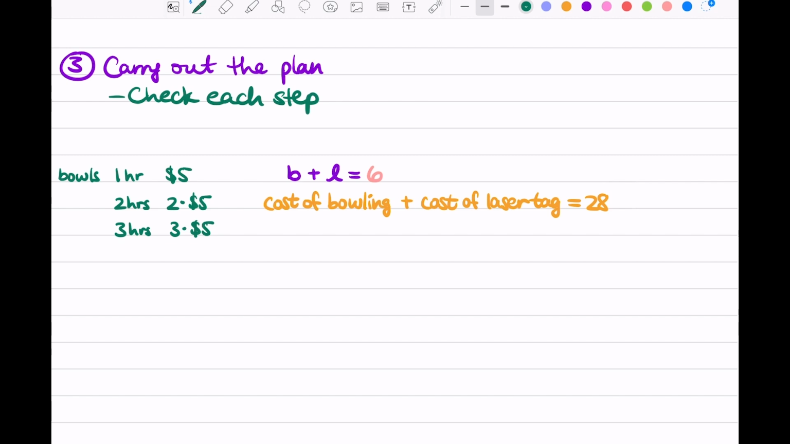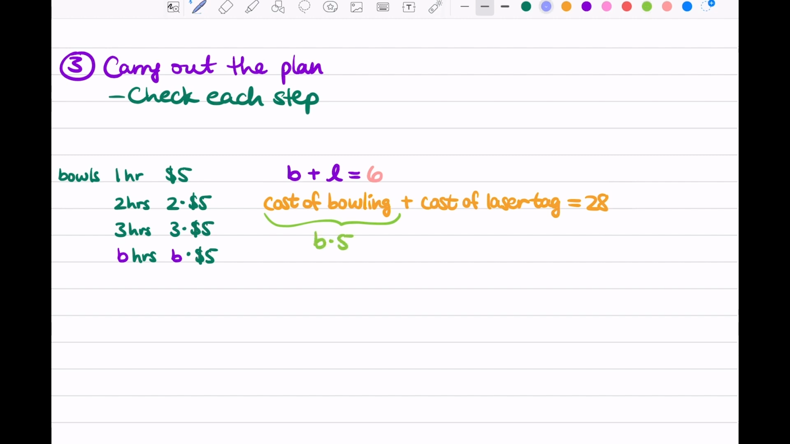Now we don't know how many hours Simon's going to bowl. That's what we're trying to figure out, but we called it B. So if we follow our pattern, if Simon bowls for B hours, the cost is going to be B times $5. B is a number in disguise. It'll be how many hours he plays, and we just multiply that by $5 an hour. So we can represent our cost of bowling as B times 5.